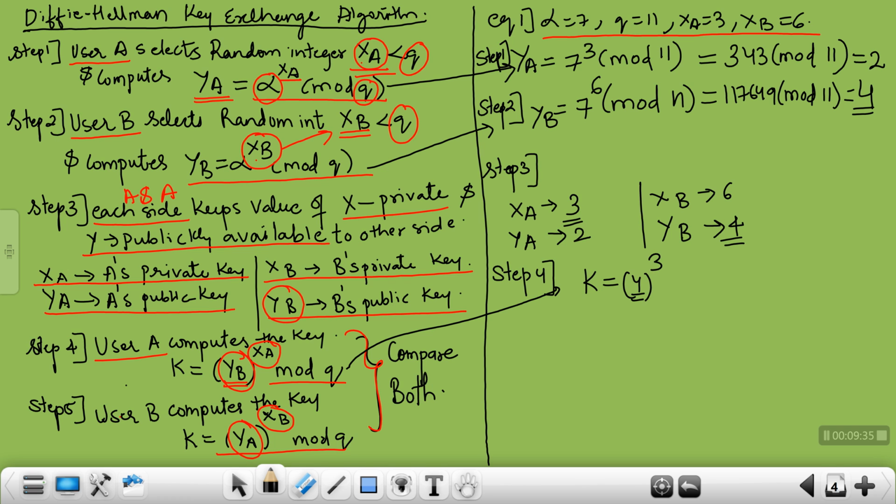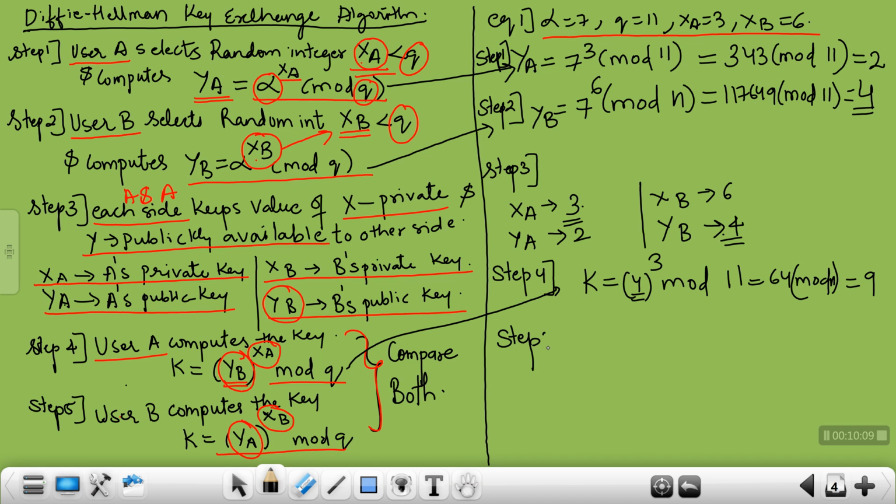YB is the public key of B and XA is the private key of A. So 4 raised to 3 mod of Q, where Q is taken as 11. When we solve 4 raised to 3, we get 64 mod of 11. So what is 64 mod of 11? When we calculate, we get the answer as 9. So in step 4, A has found out the key.